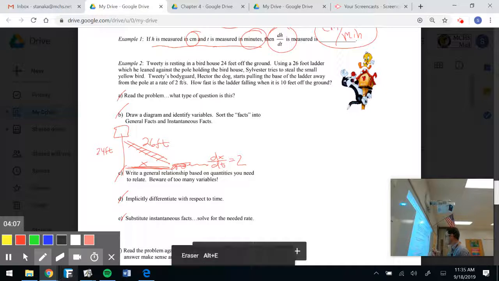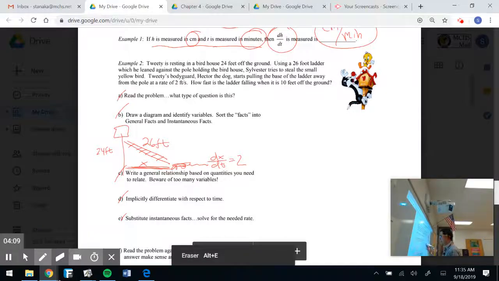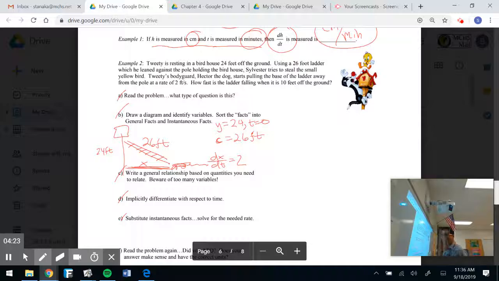Okay, let's write down some other things that might be helpful. We have y is 24 when we start. Okay, so when time is 0, your y is 24. And then I'm going to call that c, because that kind of looks like a hypotenuse. We're going to call that 26 feet. So one thing you want to do when you're doing these problems is draw a picture and just start writing down some variables of what they would represent in your picture. And hopefully we're going to get some type of geometric formula that this relates to. Okay, how fast is the ladder falling?